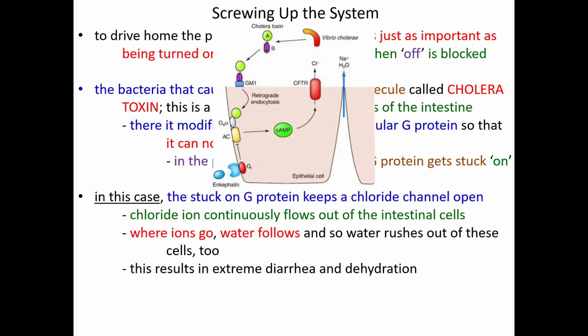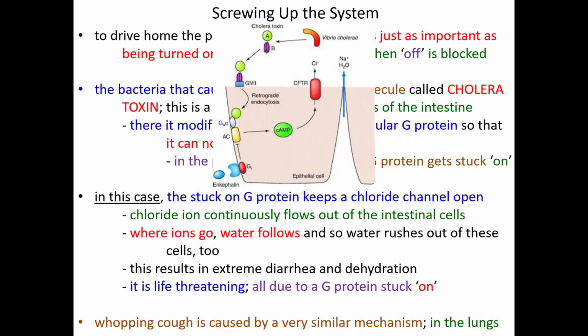And what happens when water floods the intestinal system? Well, we get diarrhea and dehydration of the cells. So the reason why acute cholera causes diarrhea and dehydration is because this G protein won't turn itself off. If not treated, this can become life-threatening due to dehydration, and it's all due to a single G protein not being able to hydrolyze its GTP. Whooping cough is caused by a very similar toxin in a very similar mechanism, but in the lungs, which is what creates so much mucus and fluid in the lungs of somebody with whooping cough, again, due to nothing more than a single G protein stuck in the on configuration.